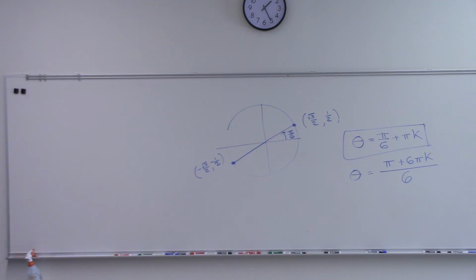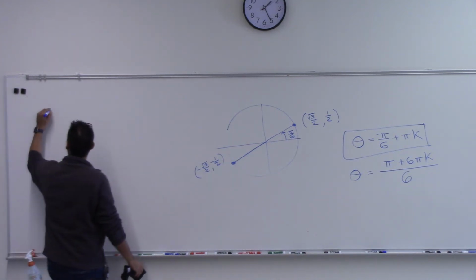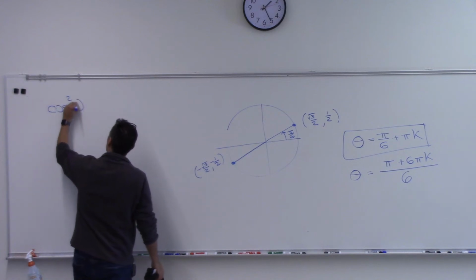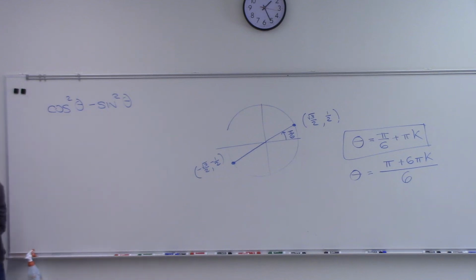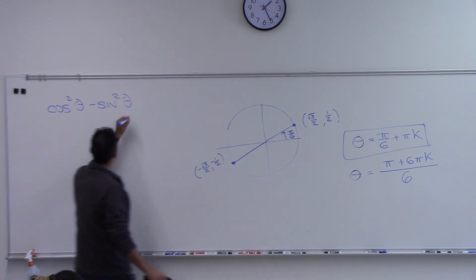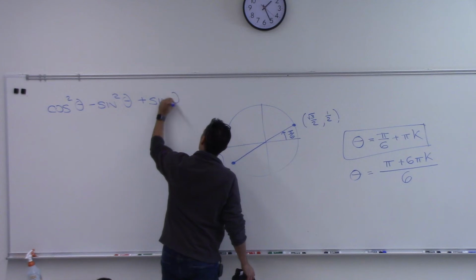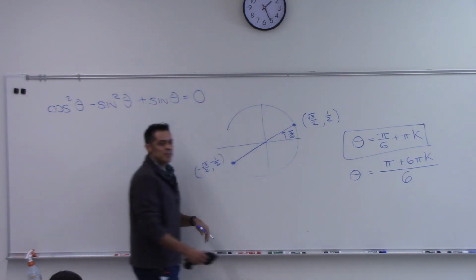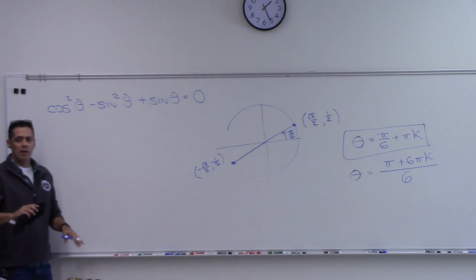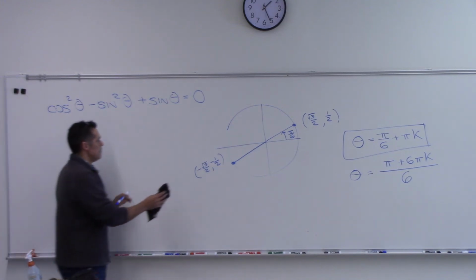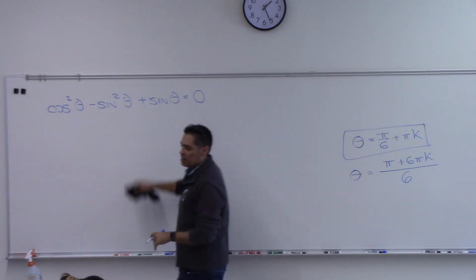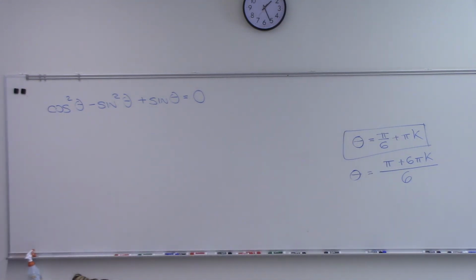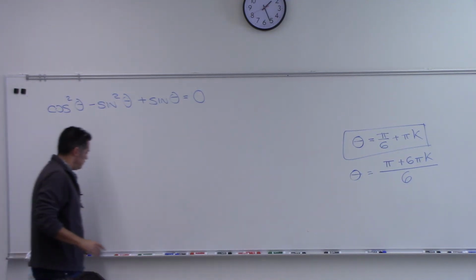Cosine squared theta minus sine squared theta plus sine theta equals 0. All right, for these problems, let's just get the general solutions, right? Just the general answers. So the instructions here are to solve this equation and find the general solutions for this. All right. Yuck.